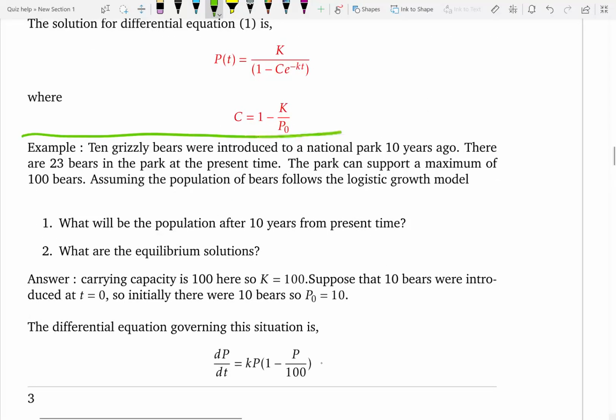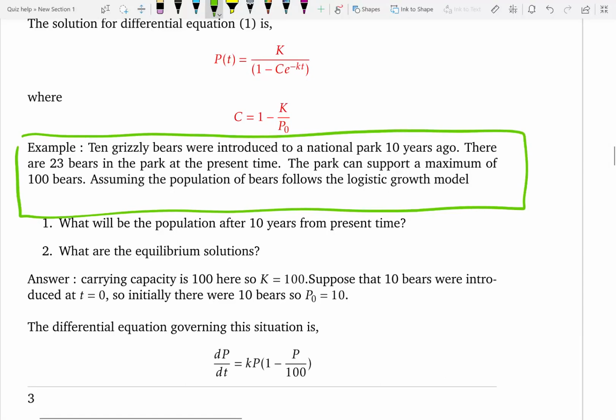10 grizzly bears were introduced to the park 10 years ago. There are 23 bears in the park at the present time. The park can support a maximum of 100 bears. That is the carrying capacity, right? The park can only have 100 bears, nothing more than that. If you have less than 100 bears, which is the case, the number of bears will increase, but not beyond carrying capacity, right? So that's an example.